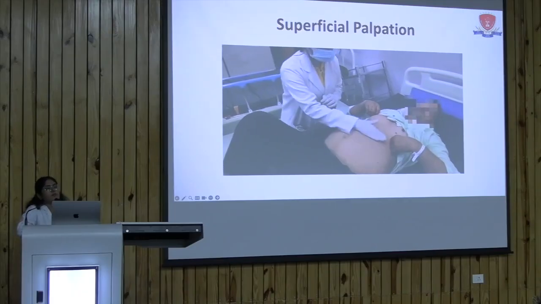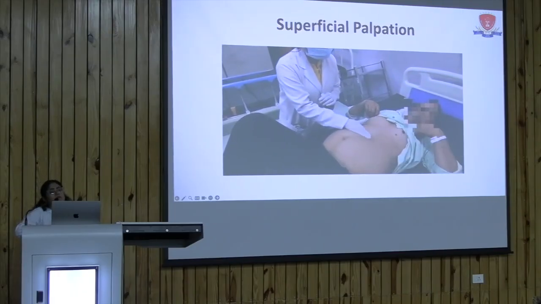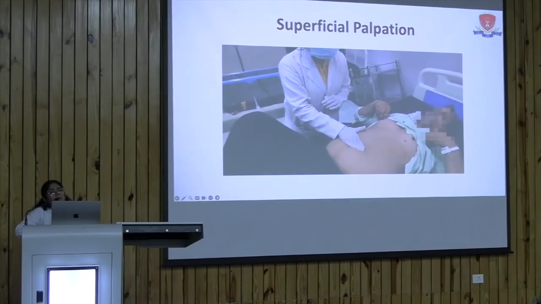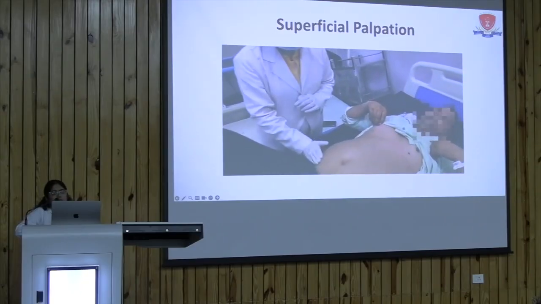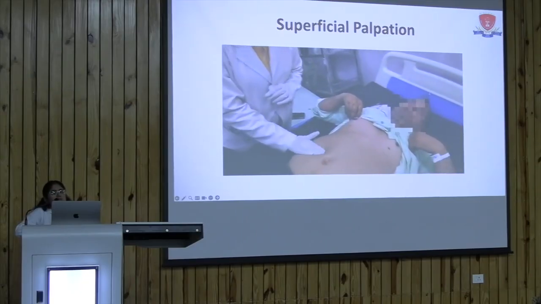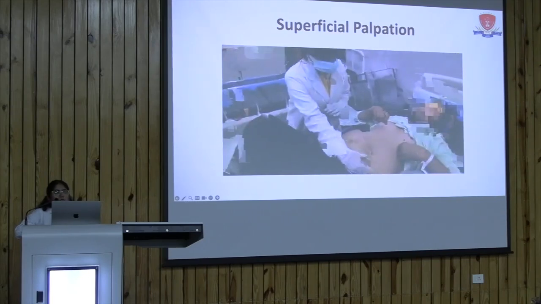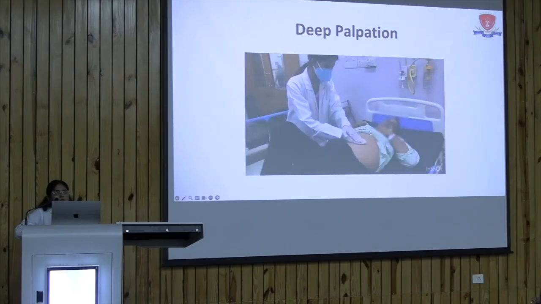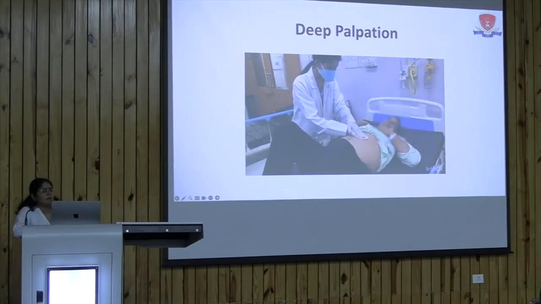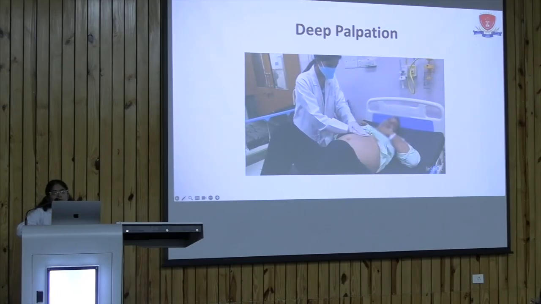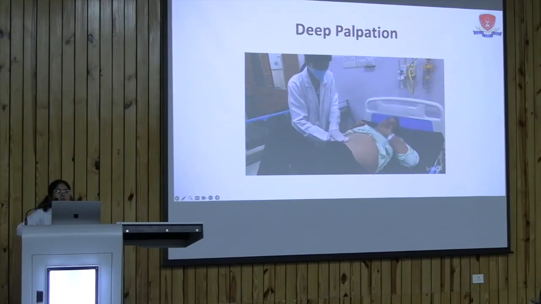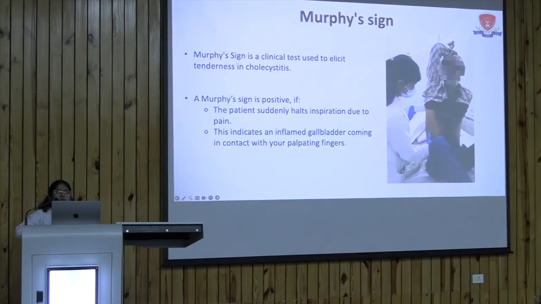This video demonstrates superficial palpation. For this, we palpate the abdomen about 1 cm deep and observe any abdominal facies. This is done to note any tenderness and muscular guarding. Superficial palpation is followed by deep palpation. For deep palpation, we depress the abdominal wall 4 to 5 cm deep and check for rebound tenderness. It indicates peritoneal inflammation.